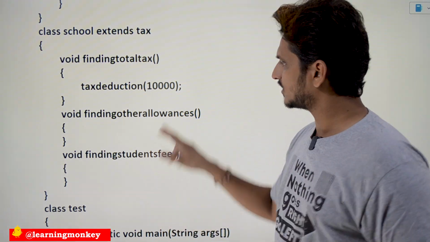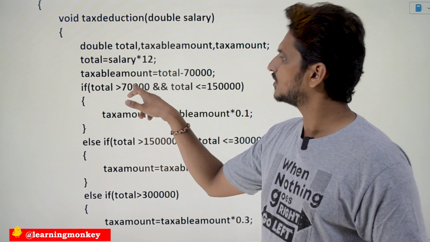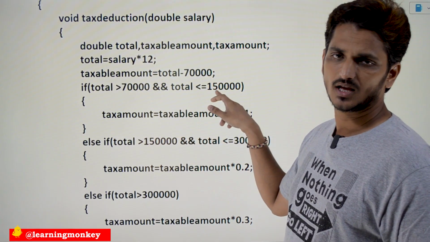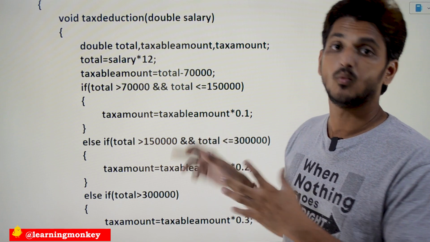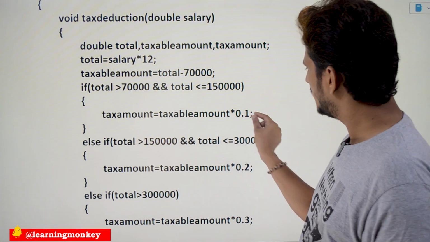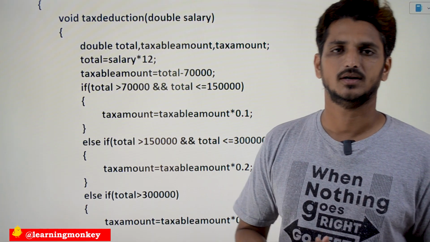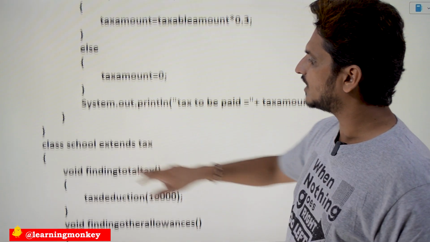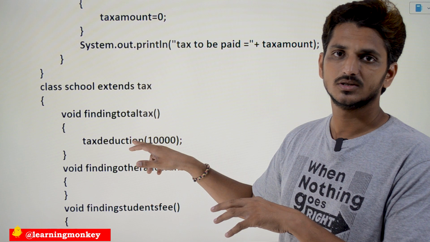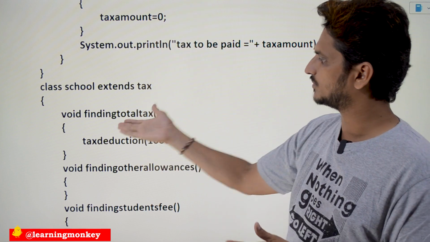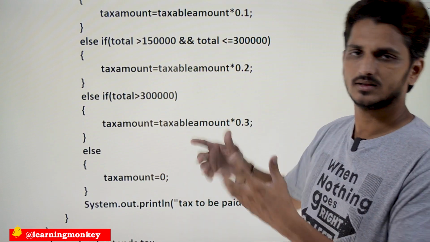Not only that, suppose the Government of India has changed the tax system. If your salary is above 70,000 and less than 150,000, you need to pay 10% tax, and the government changed it from 10% to 12%. What modifications do you have to do? Only here, instead of 0.1, you place 0.12, that is 12%. This is applicable to any of the classes that are using the method. No need to change them. Only change the above method, and that's applicable everywhere, because they are going to call this method. If you change it here, that's it.